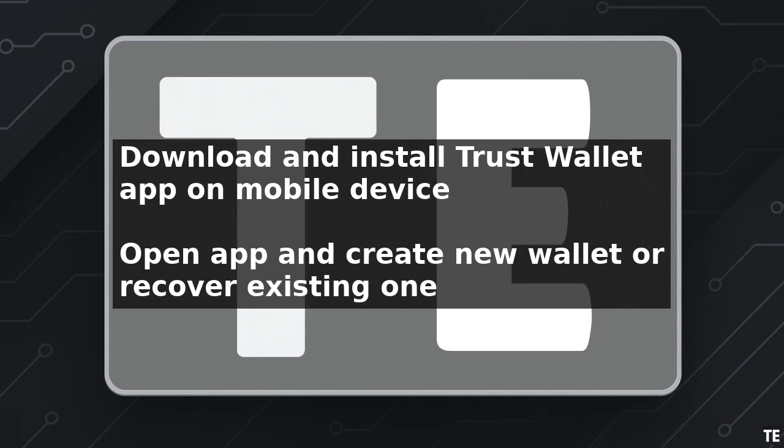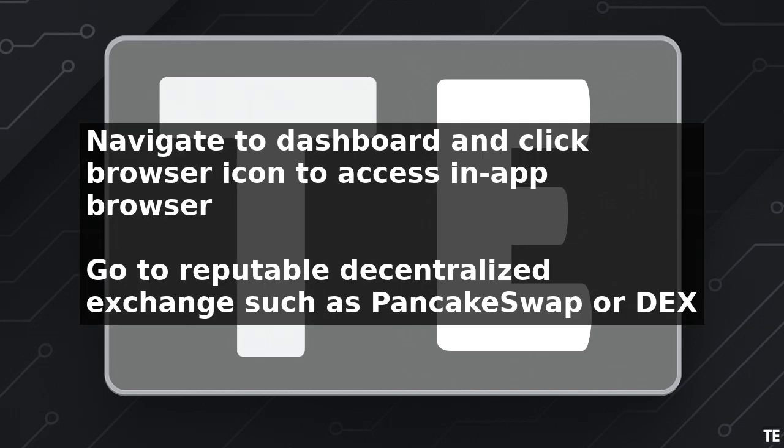the in-app browser. In the browser, go to a reputable decentralized exchange such as PancakeSwap or DEX. On the DEX website, connect your Trust Wallet by clicking the Connect Wallet button and selecting Trust Wallet from the list of available wallets. Once connected, search for Pepe coin in the search bar and select the Pepe coin token. Then, click on the Swap button to initiate the transaction.